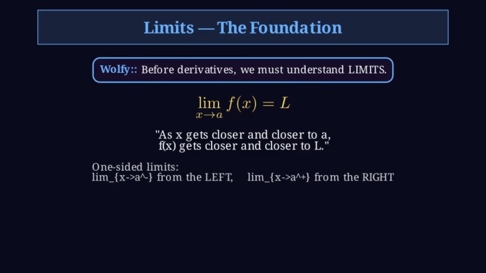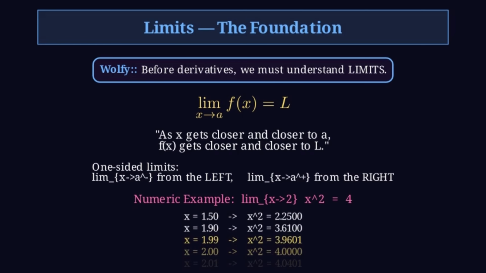The derivative is the instantaneous rate of change. Think of a car speedometer. It doesn't show your average speed over the whole trip. It shows exactly how fast you're going right now. Formally, the derivative f prime of x equals the limit as h approaches 0 of f of x plus h minus f of x, all divided by h.